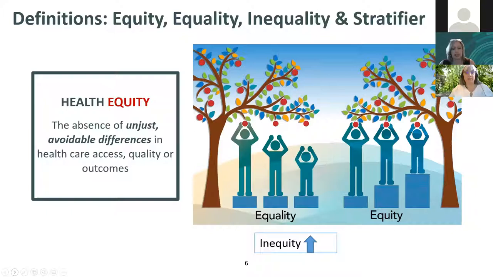So in order to change this, different size boxes have been provided to the people depending on their need. And this ensures that everyone can reach an apple, which brings equity. Next slide.